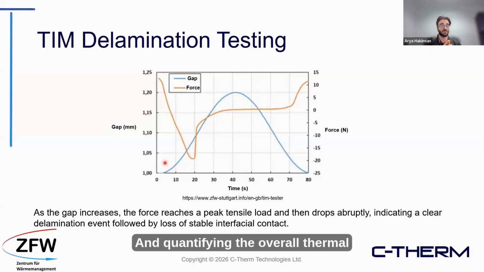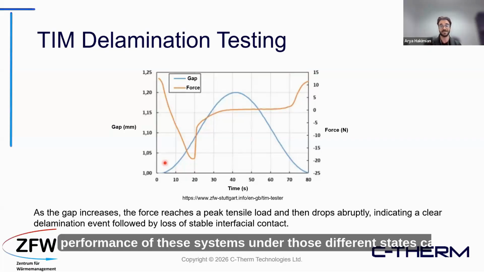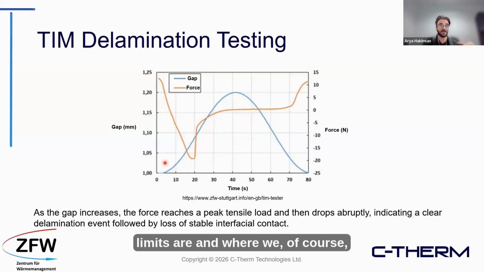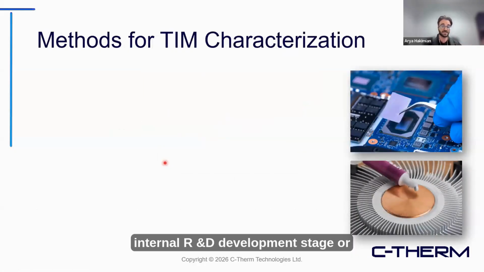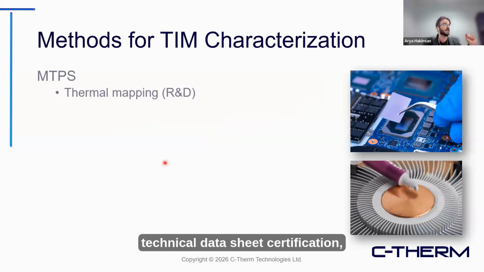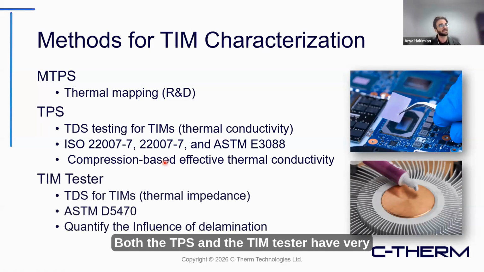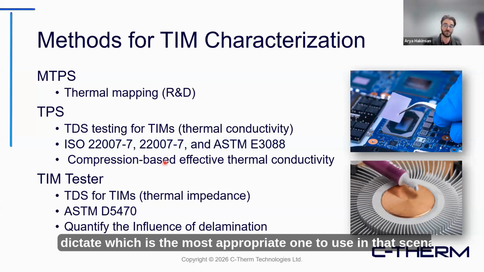And quantifying the overall thermal performance of these systems under those different states can sometimes be really important to know, especially if you're trying to establish where those thresholds or limits are and where we, of course, need to bake in some protection to avoid. So again, whether you're looking at TIMs from an internal R&D development stage or technical datasheet certification, MTPS really comes in for that unique capability with thermal mapping. Both the TPS and the TIM tester have very relevant ASTM and ISO standards for technical datasheet validation, but depending on potentially preference or what the required standard is, that would potentially dictate which is the most appropriate one to use in that scenario.